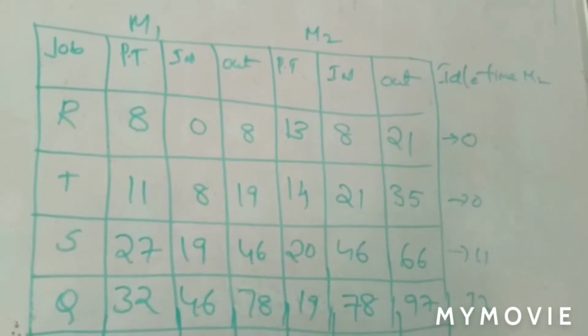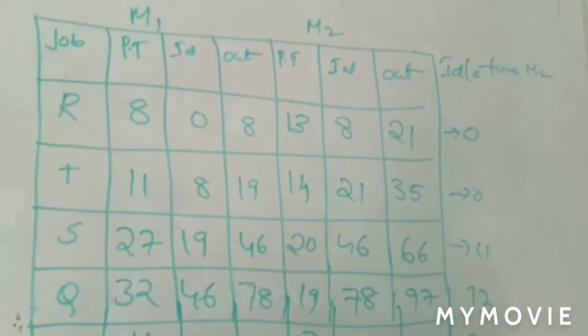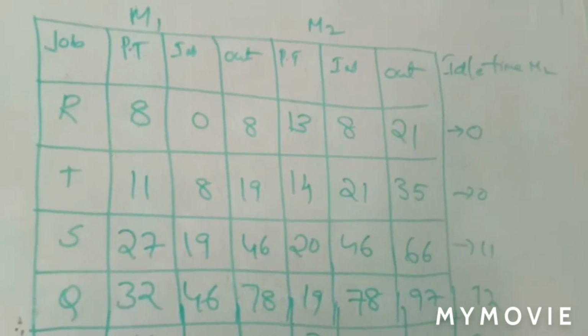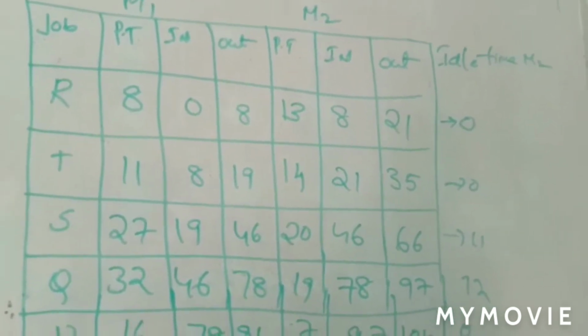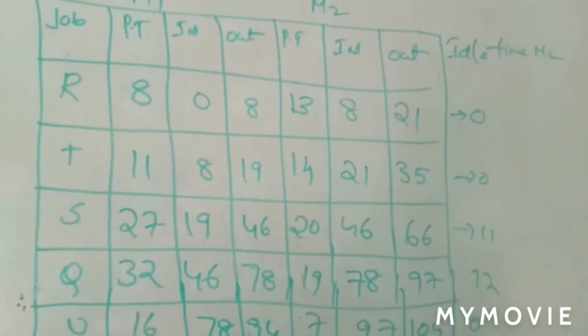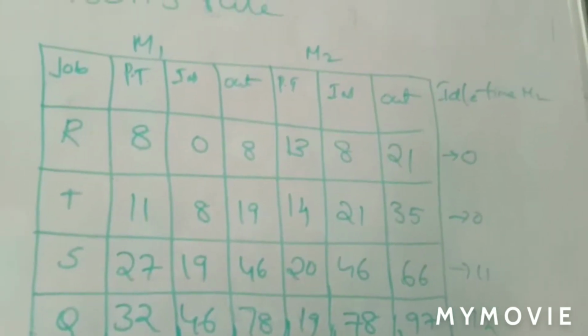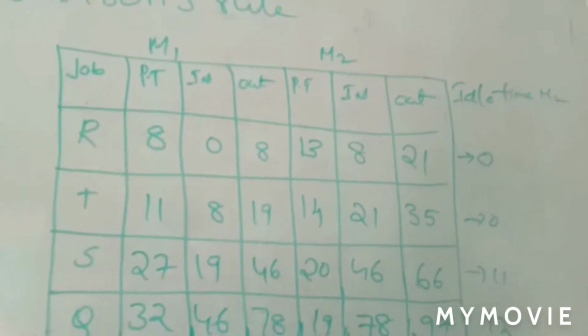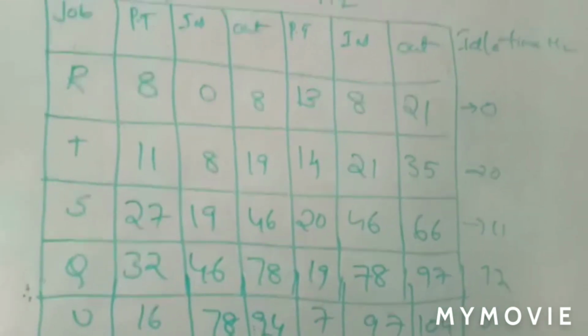One question was asked in the GATE examination in 2006. Sequencing is also very, very important, like your SPT rule, EDD earliest due date, and this Johnson's rule. These 3 rules are very, very important. We are expecting one question based on these 3 rules. I hope you understand. Thank you.